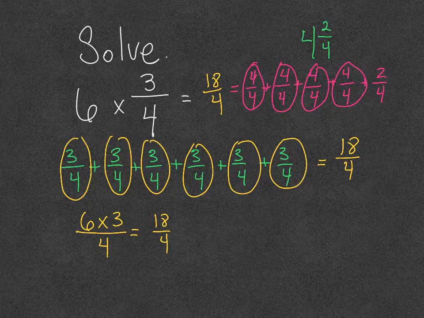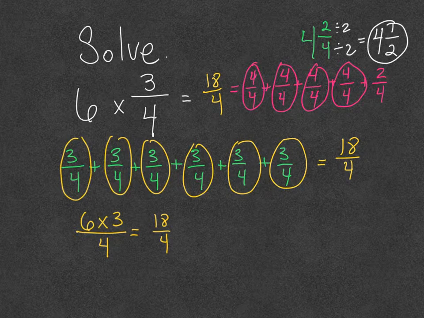But I can't leave 2/4 as my final answer because it's not simplified. The greatest common factor that 2 and 4 share, well, that would be a 2. So I'm going to divide the top and the bottom by 2. And now I'm going to get my whole number is 4, my numerator is a 1, and my denominator is a 2. So 4 1/2.